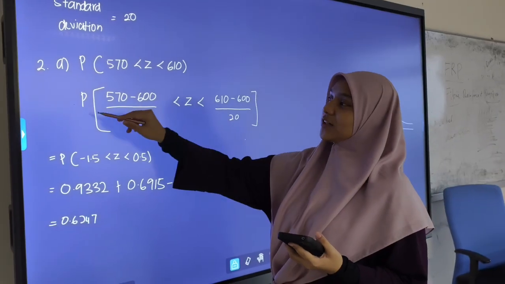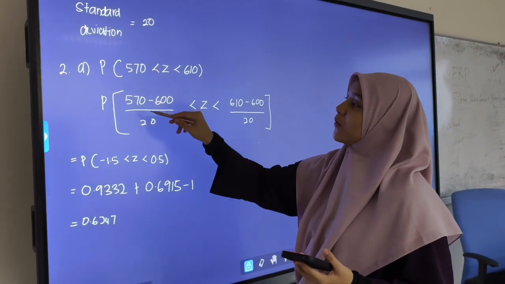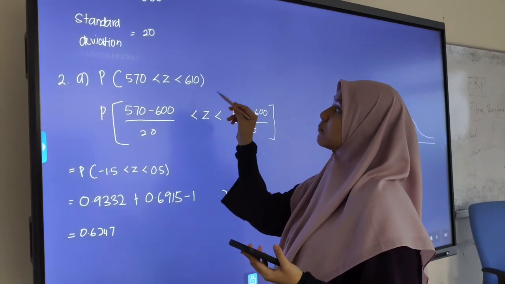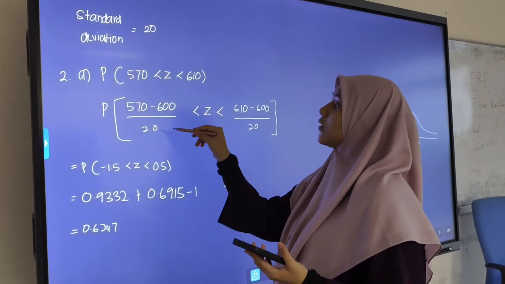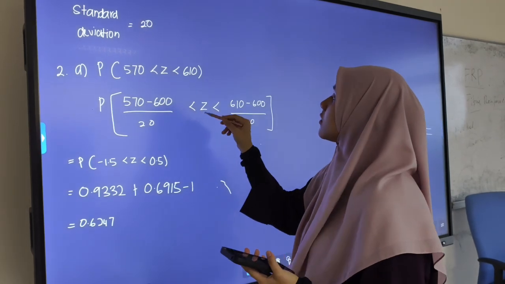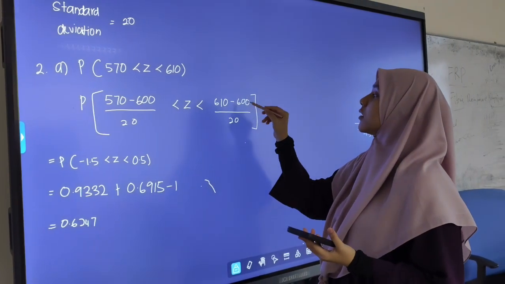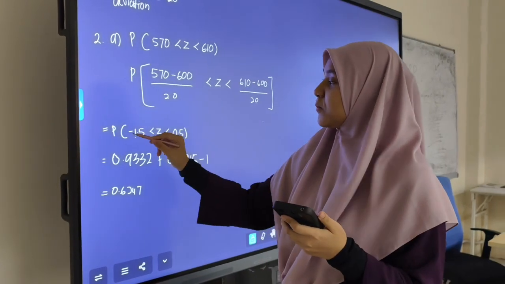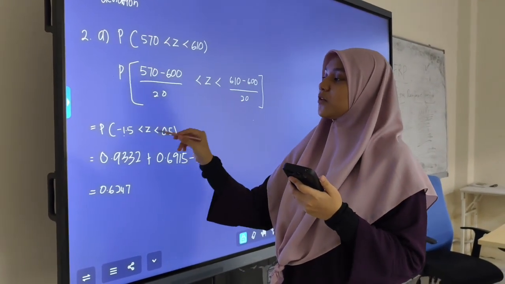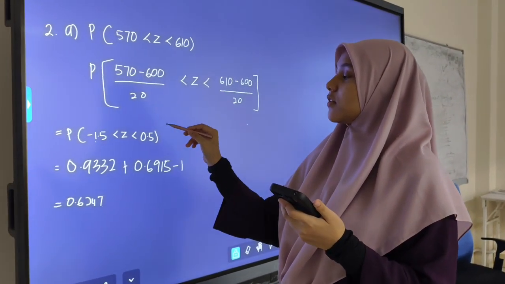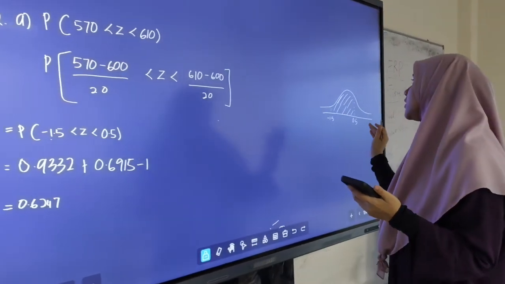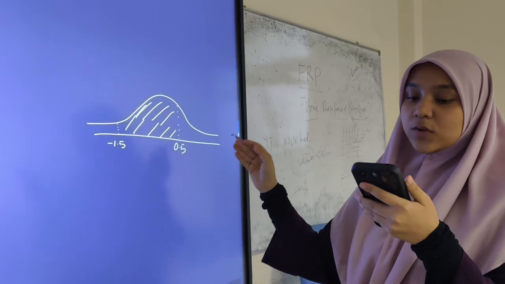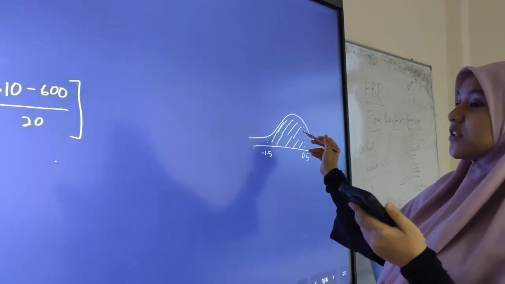So first we need to do like this. P in the bracket, 570 minus 600, which is the mean, divided by 20, which is the standard deviation, less than z, less than 610 minus 600, divided by 20. So we will get P in the bracket negative 1.5 less than z, less than 0.5. So the normal distribution graph will look like this. Once we are done with the graph, we need to find the shaded region.